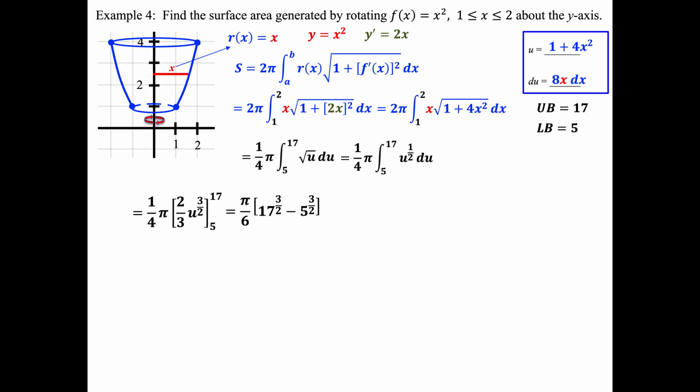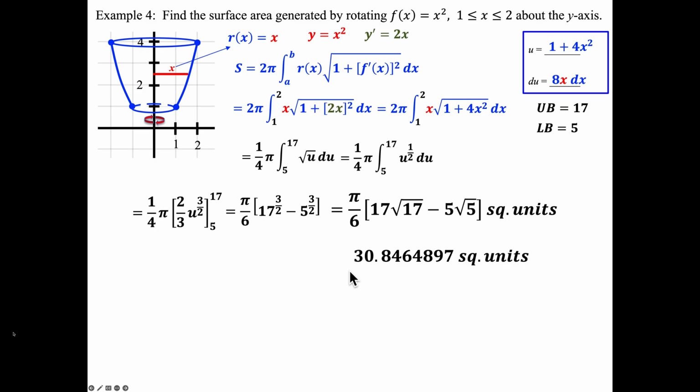Very similar to what we saw earlier. This would be 17 times the square root of 17 minus 5 times the square root of 5 square units. Again, enter that into your calculator, 30.8464897. And that wraps up our 1110.